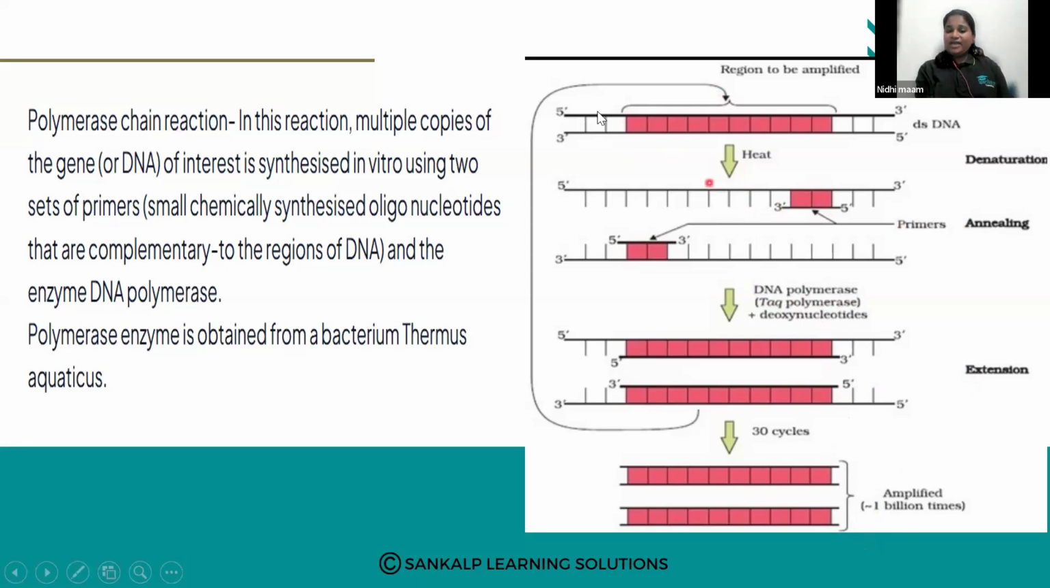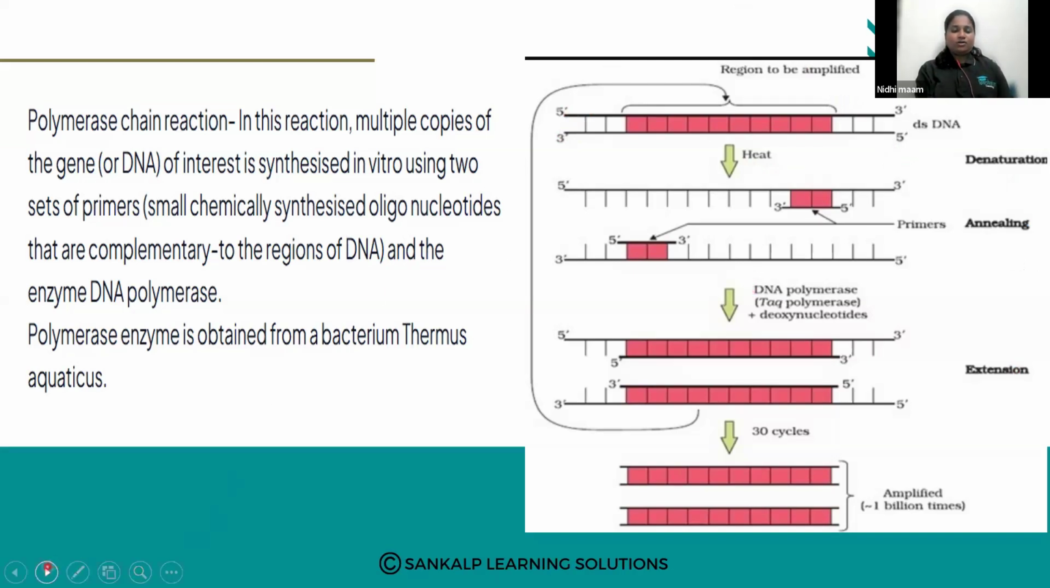Be aware while drawing the schematic diagram: you have to shade the region which is the gene of interest. You have to put 5 prime to 3 prime, 3 prime to 5 prime. Denaturation, annealing, extension steps have to be mentioned, and heat and polymerase enzyme action have to be mentioned, right? If you draw like this systematically, then you will get full marks, right?